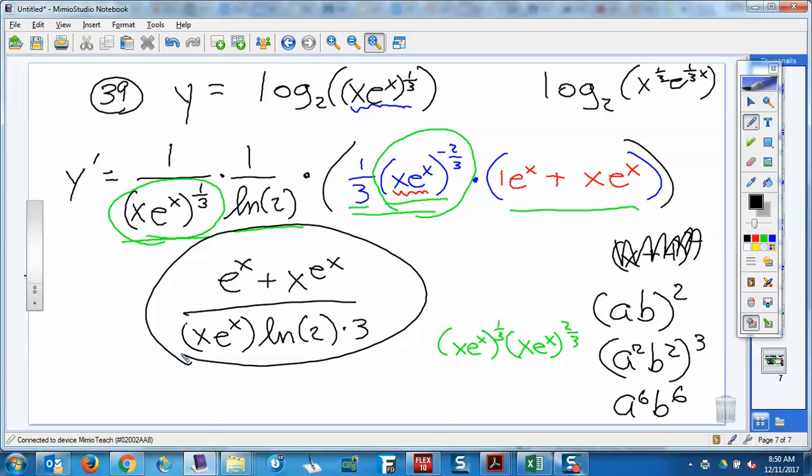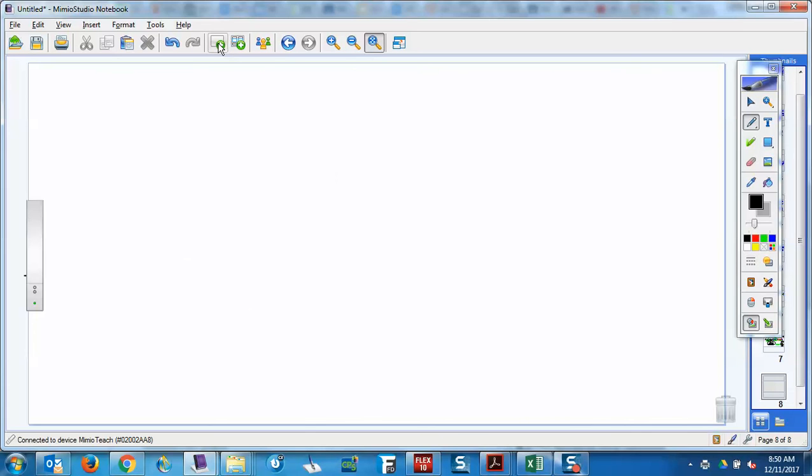One more? I've got some kind of a maze or a puzzle here or something. Some practice those. Okay. One more though.